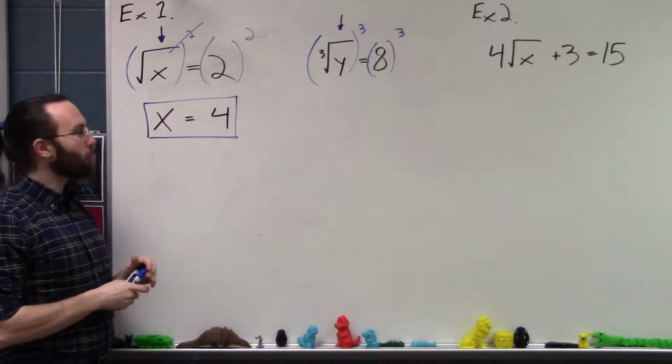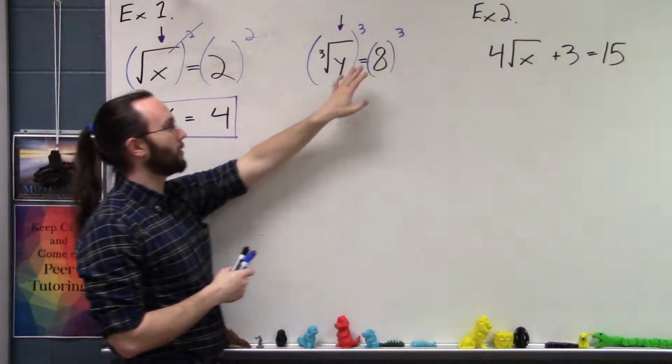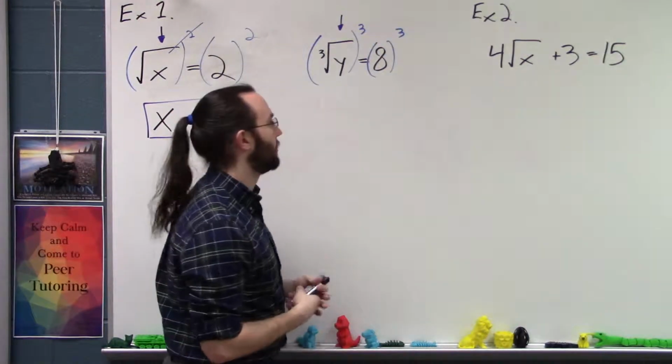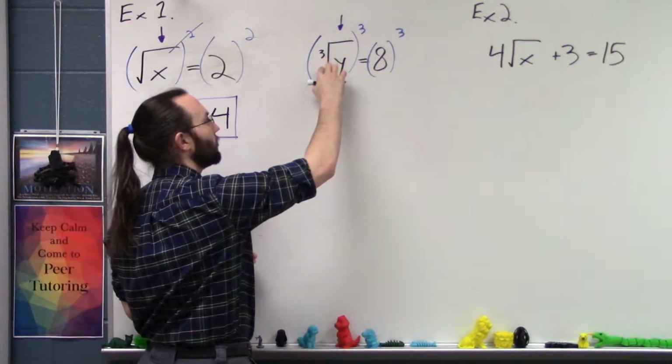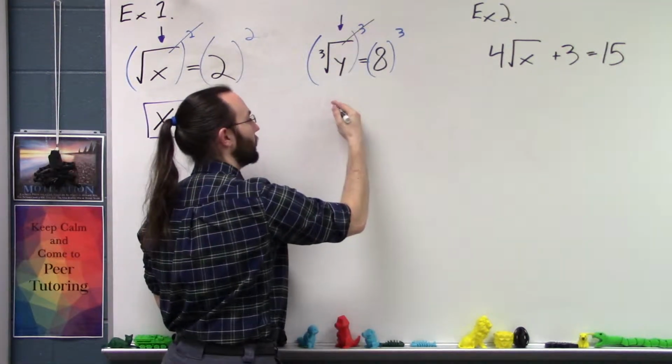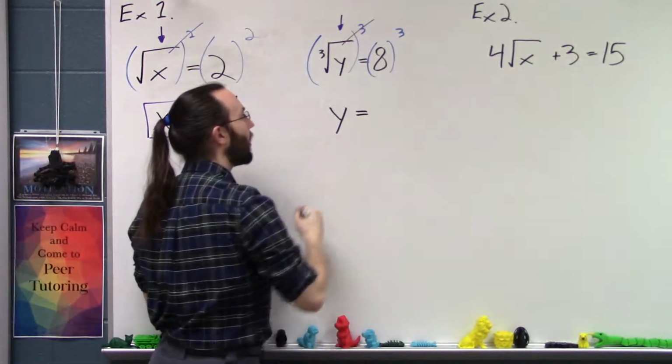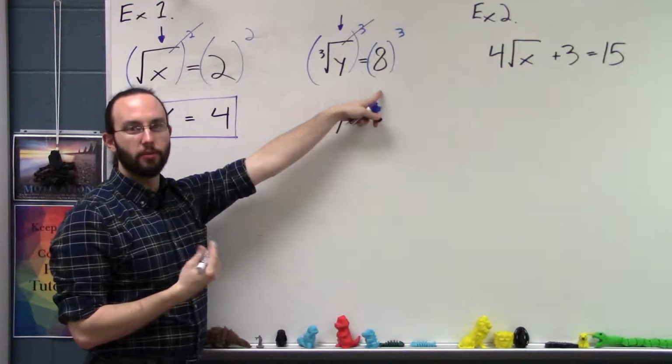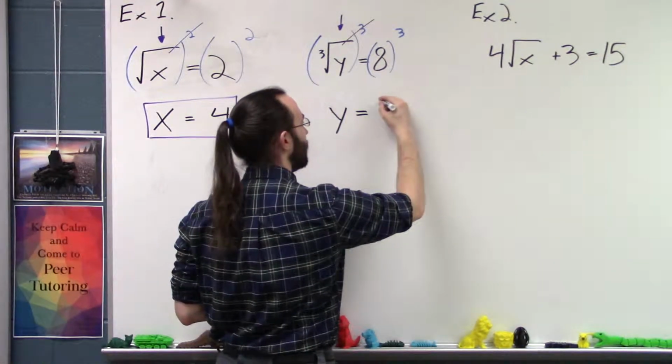So it's no more difficult than the previous one. We just need to remember we're raising it to a different exponent. So the cube root of y cubed, just like before, those are going to cancel, the cube and the cube root, leaving us with just the y. And then 8 cubed is 512.